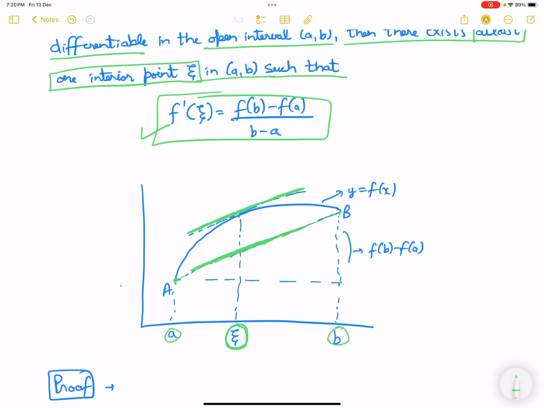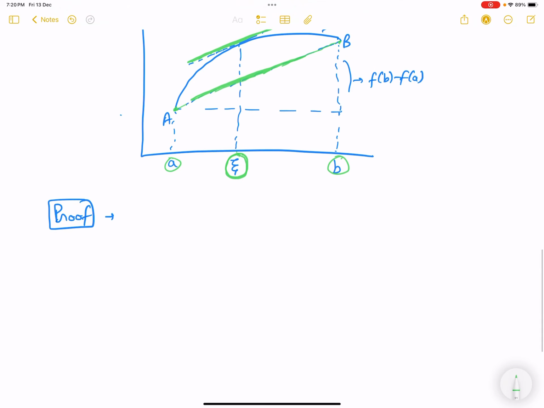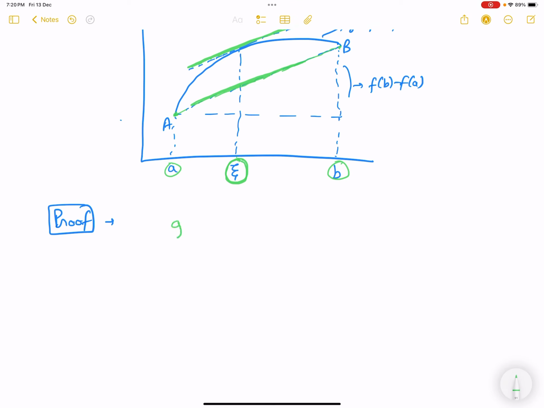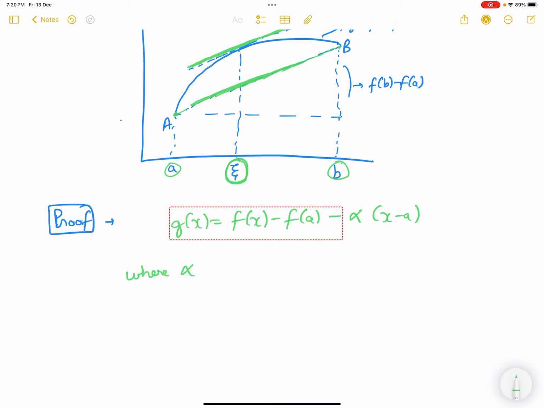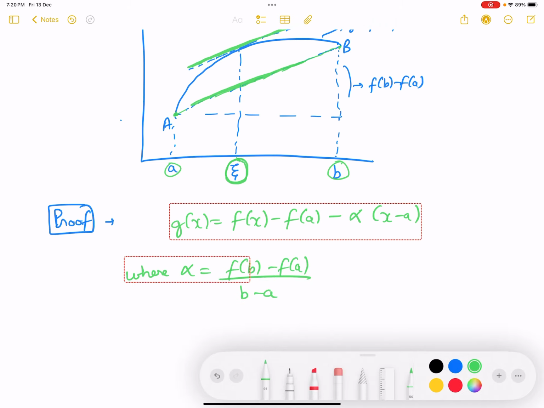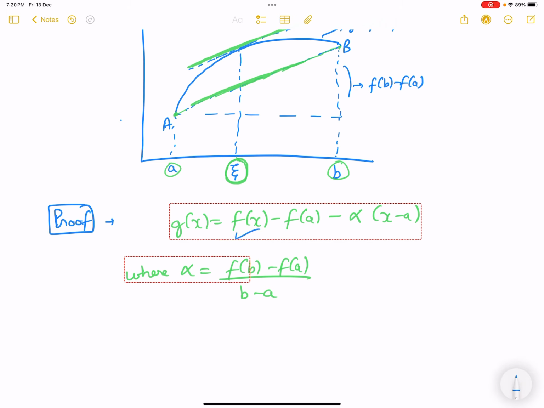a. Okay, now if you want to prove this, suppose we define a function g(x) equals f(x) minus f(a) minus alpha times (x minus a), where alpha equals f(b) minus f(a) upon b minus a. Now since we have assumed that f(x) was a continuous function, g(x) is a linear combination of f(x) only, so g(x) would also be a continuous function.